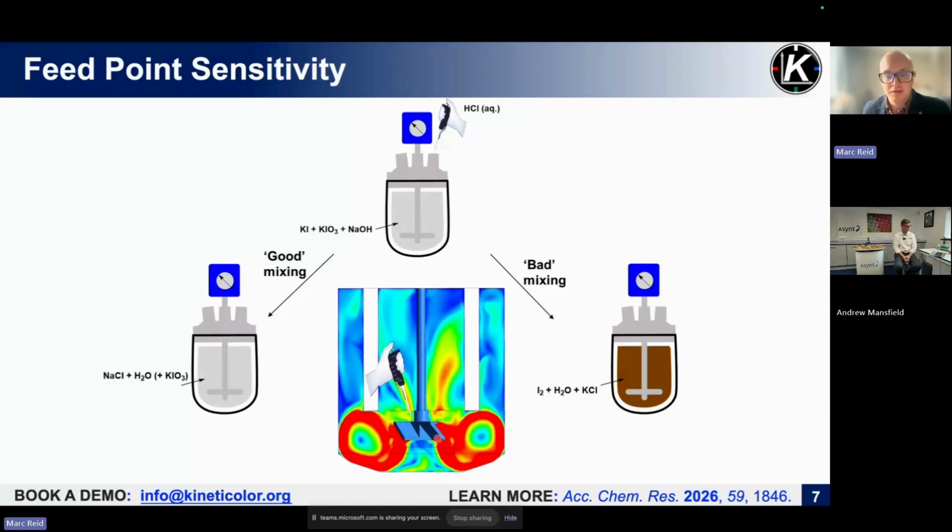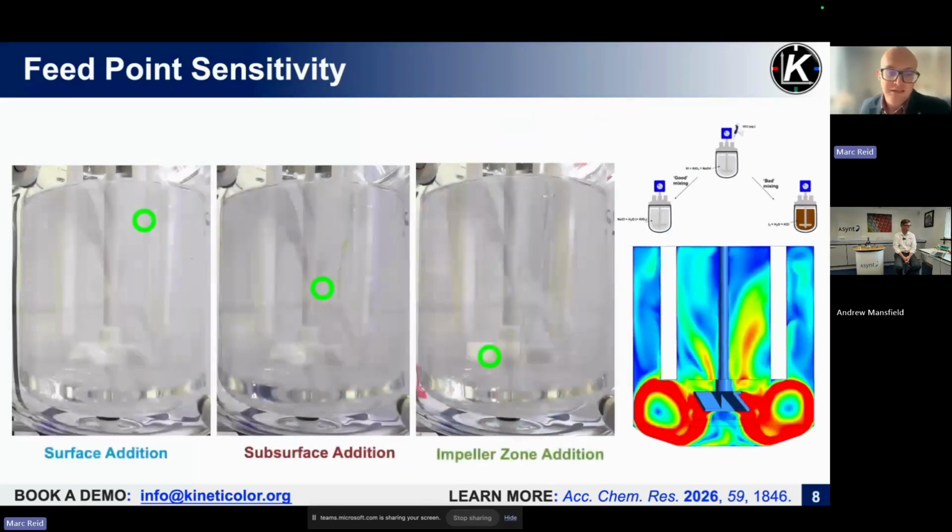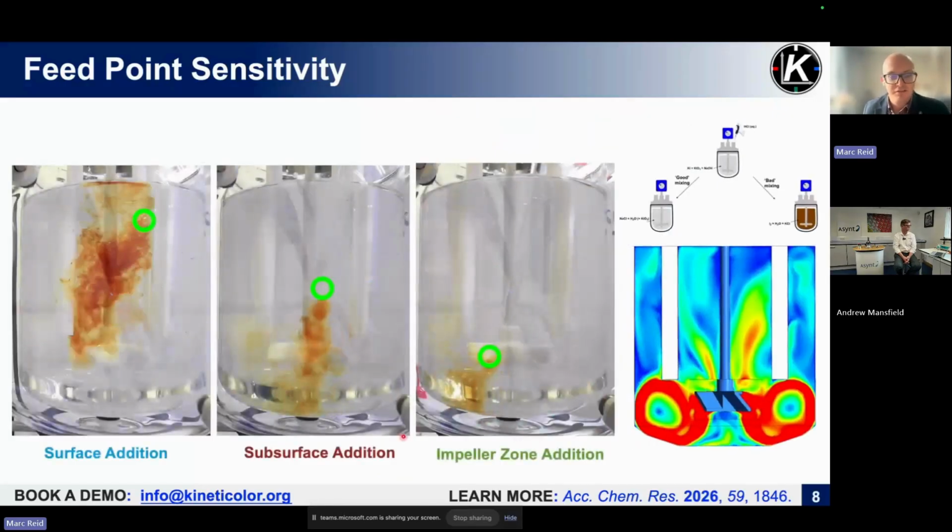So if we had to ask where in the reactor should we inject the hydrochloric acid, if you want good mixing, models like these ones make it clear that you shouldn't actually inject from the surface, but you should try to inject the hydrochloric acid from as close to the impeller as possible. Now, these are computational models, but we can use Kineticolor to help verify the likes of these CFD models.